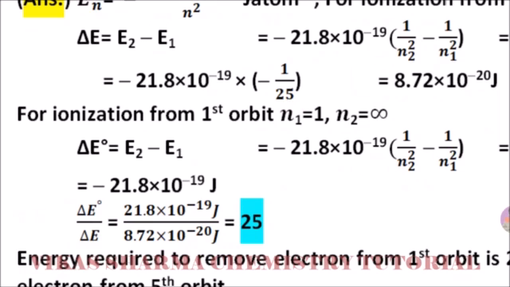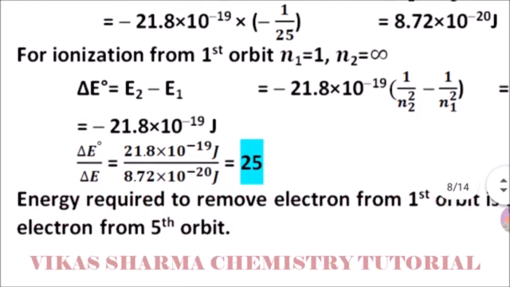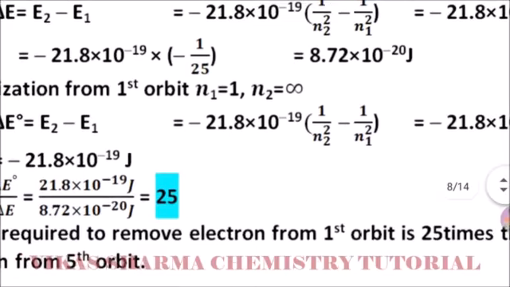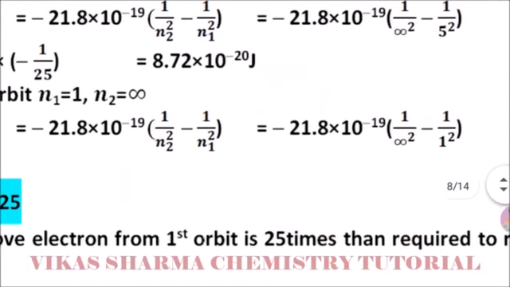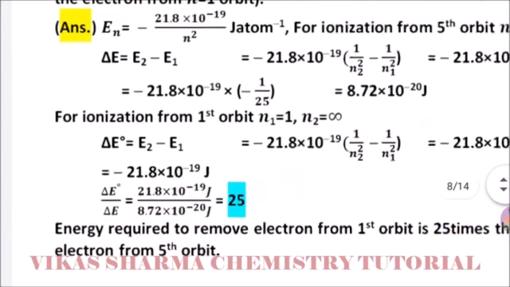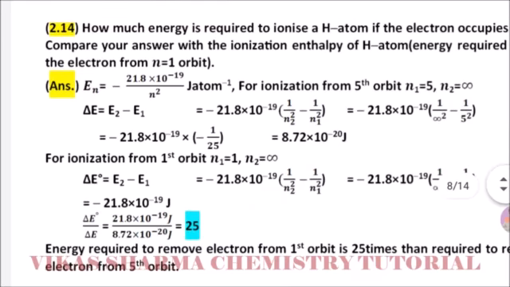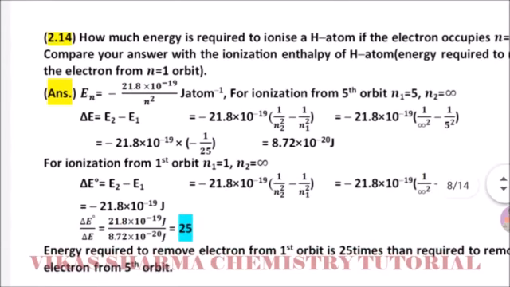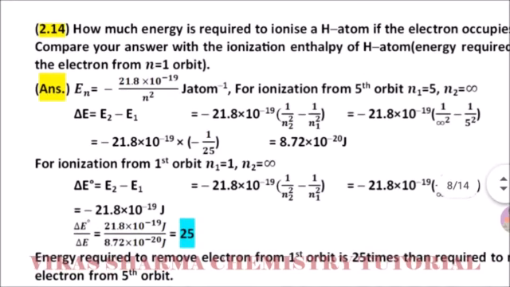So we divide the two energies, delta E naught divided by delta E: 21.8 into 10 to the power minus 19 joule divided by 8.72 into 10 to the power minus 20 joule. So the answer comes 25. So the energy required to remove an electron from the first orbit is 25 times that required to remove an electron from the fifth orbit. So by this type of numerical we easily calculate the energy required to remove the electron related to a particular orbit. So this question is related to this part.